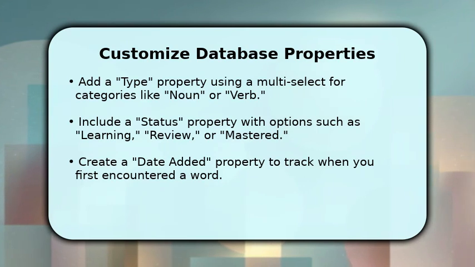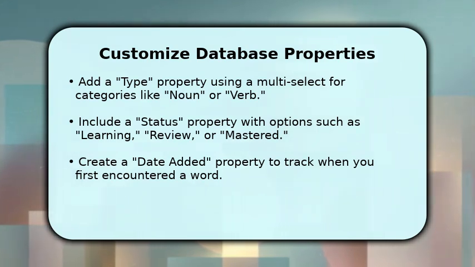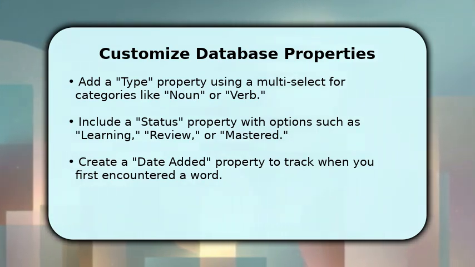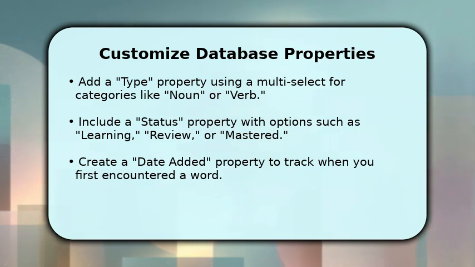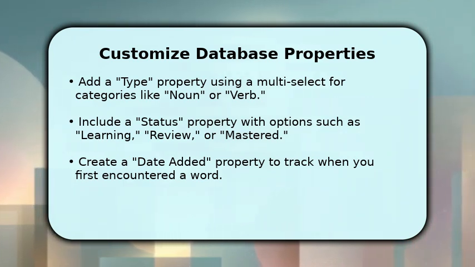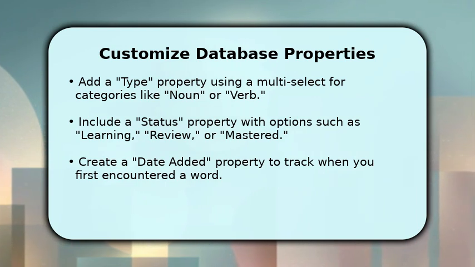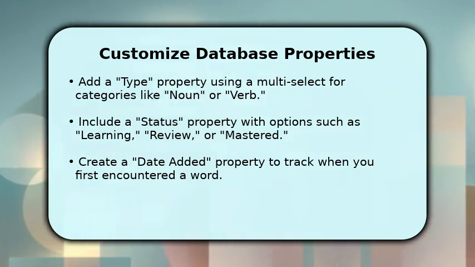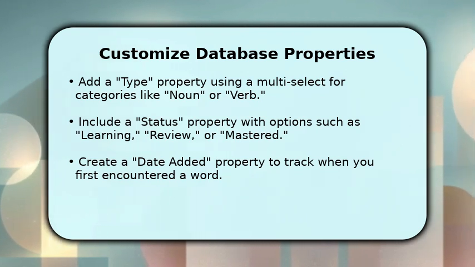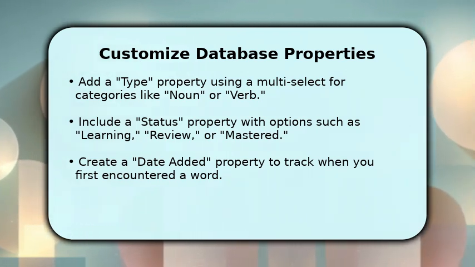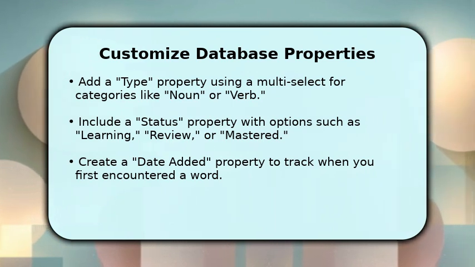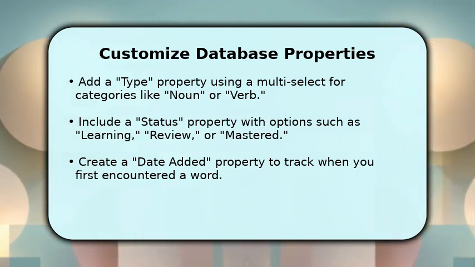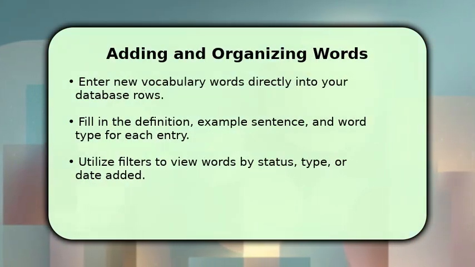Now, let's customize your database with useful properties. Add a type property, using the multi-select option, to categorize words as nouns, verbs, or adjectives. Next, include a status property with choices like learning, review, and mastered to track your progress. Finally, add a date added property to automatically record when each new word enters your system, helping you monitor your learning journey.